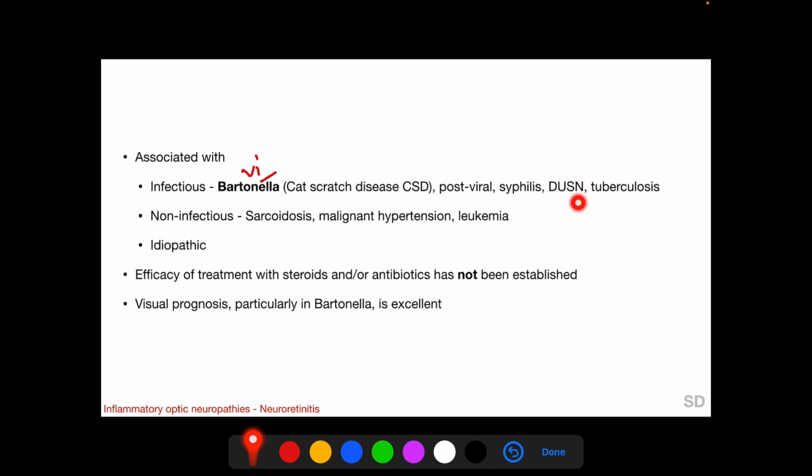DUSN is a specific parasitic disease known as diffuse unilateral subacute neuroretinitis. Non-infectious causes of neuroretinitis include sarcoidosis, malignant hypertension and leukemia. And neuroretinitis can also be idiopathic. Efficacy of treatment with steroids and antibiotics of neuroretinitis has not been established. Visual prognosis, particularly in Bartonella, is excellent.